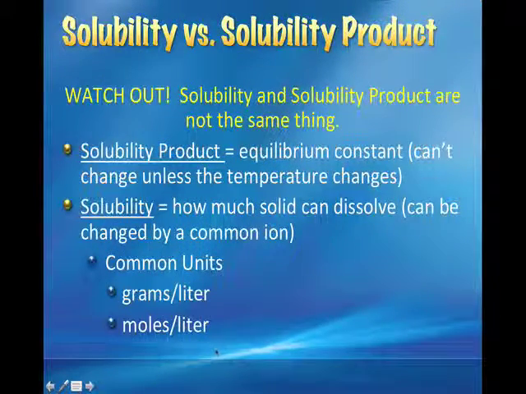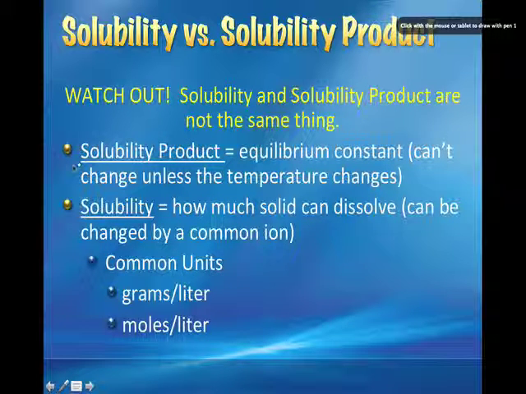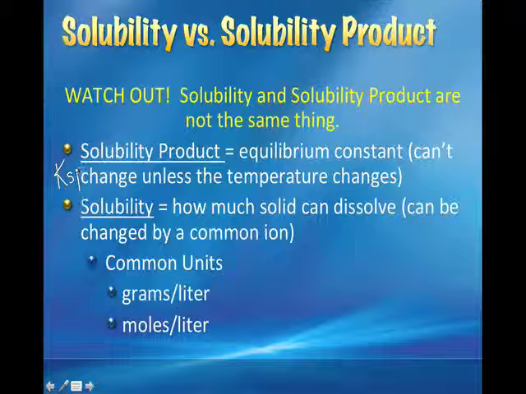So watch out when you're reading the problems. You're going to see the word solubility and solubility product. They are not the same thing. When you see the term solubility product, it's talking about that equilibrium constant. It's talking about Ksp. So the solubility product is Ksp. When it says just solubility, it's talking about how much solid can dissolve. And this is a number that can be changed by a common ion. The solubility product, we know, just like every other K, is not changed unless the temperature changes.